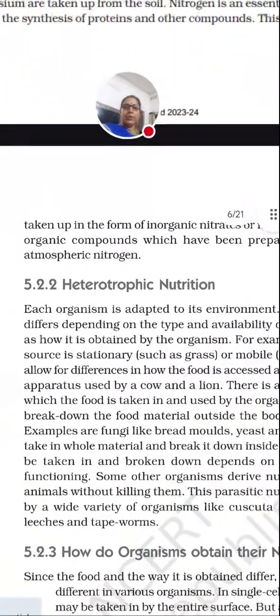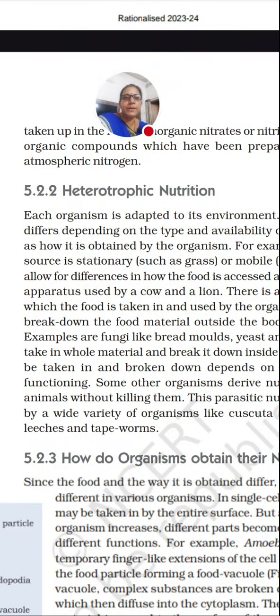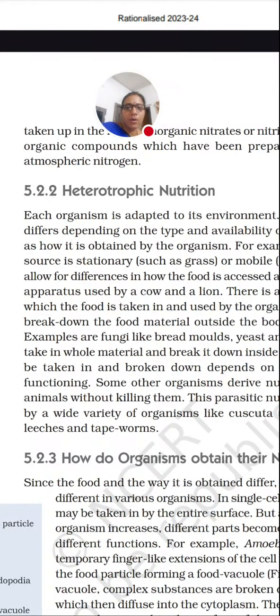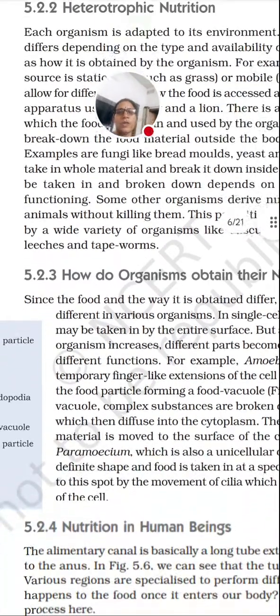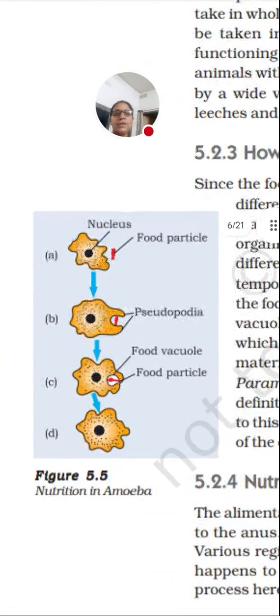Now the next one, heterotrophic nutrition. We have already discussed heterotrophs, where the organism is unable to prepare its food. If the organism is not able to make its food on its own and depends on autotrophs, we call it a heterotroph. So heterotrophic is a mode of nutrition where the organism is unable to prepare its food. Now, among heterotrophic organisms, the first one we come across is the holozoic mode of nutrition. Here, holozoic mode of nutrition, it's the amoeba.